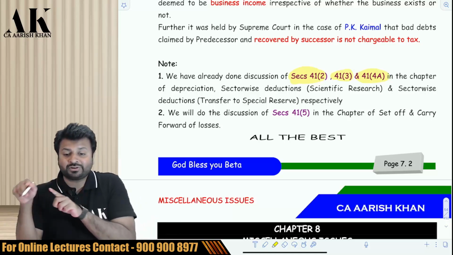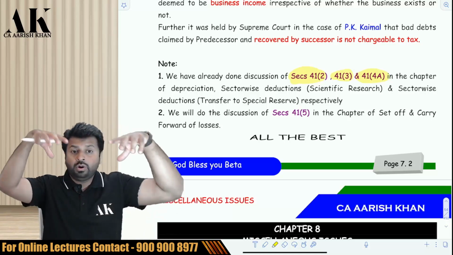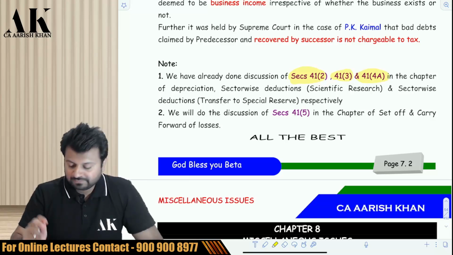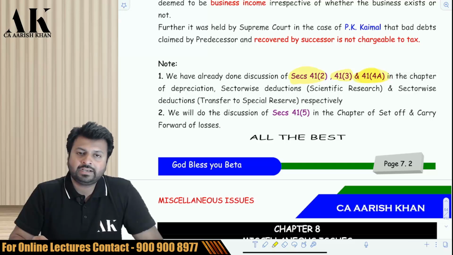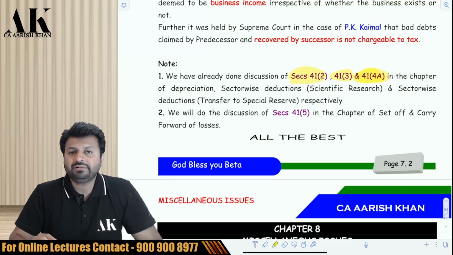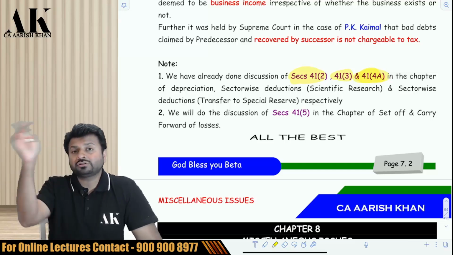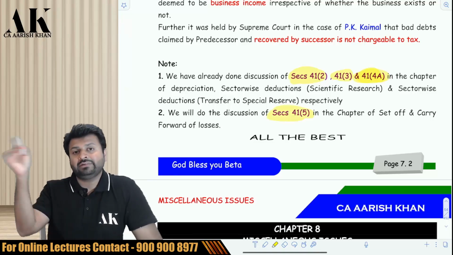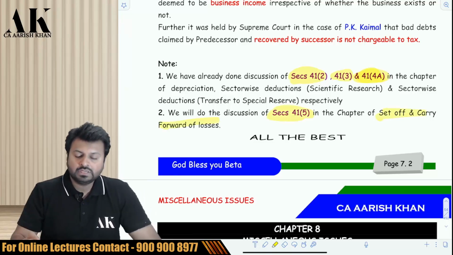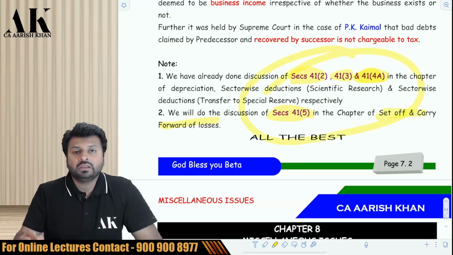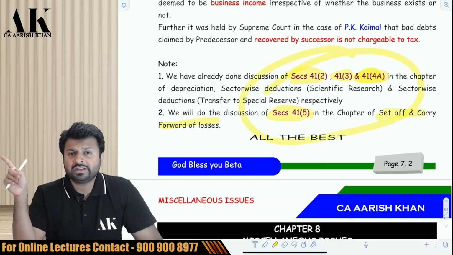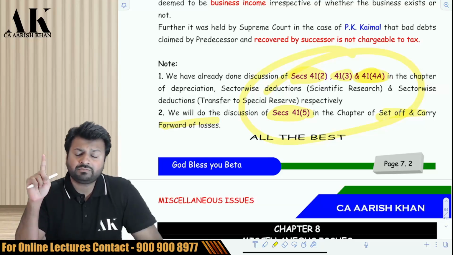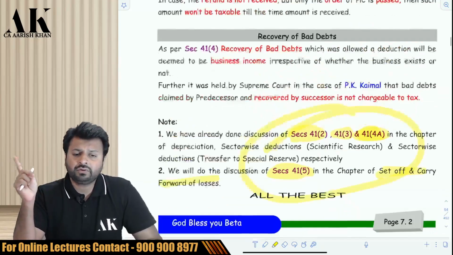Whatever we have done, that also I have put over here so that you have a complete overview, a bird's eye view of the entire subject. So we have seen 41.4a, when you withdraw the amount from special reserve account created under section 36(1)(8), then it is deemed income. We will see 41.5 later on in the chapter of set off and carry forward. So what is left now out of these sections? What is left is 41.1 and 41.4. Because 41.2 we have already done, 41.3 we have done, 41.4a we have done, 41.5 we will be doing later. So 41.1 and 41.4 we will try to understand here.